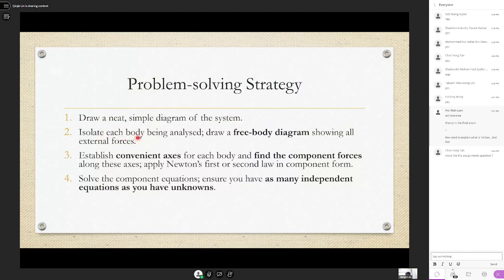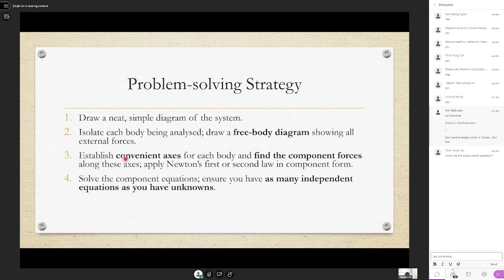Next, we isolate each body being analyzed, and we draw this thing called a free body diagram showing all external forces. Later, we will see how to draw a free body diagram. And as mechanical engineers, you must be very familiar with this free body diagram. You will use this concept when you study mechanics throughout. Next time when you do mechanics, even fluid mechanics, when you analyze, it's also based on a lot of free body diagrams.